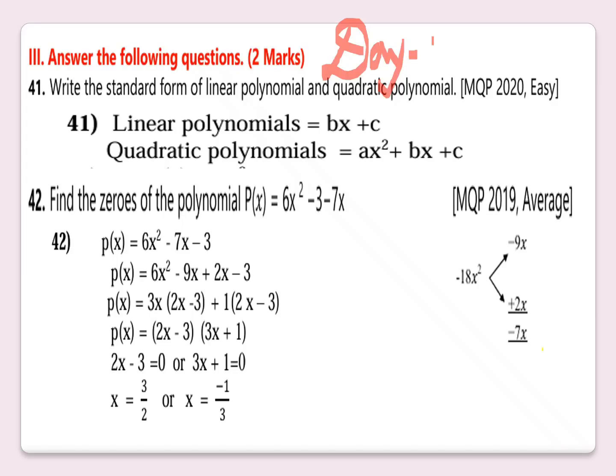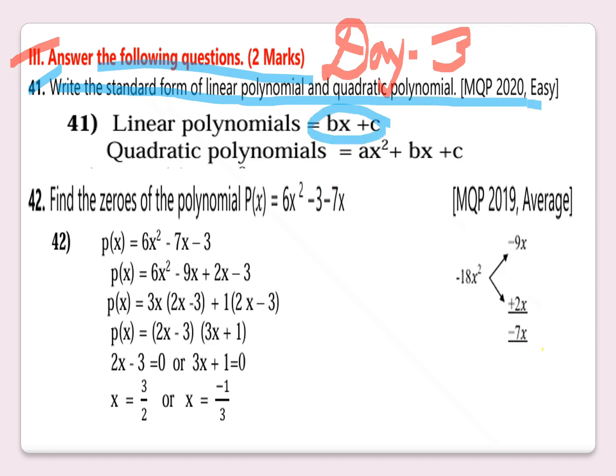In the last video, in the day 2, we studied about 1 mark questions. In this video, let us discuss the 2 marks questions. Question number 41. Write the standard form of linear polynomial and quadratic polynomial. As I said during the playlist, linear polynomial can be written as ax plus b. Quadratic polynomial can be written as ax square plus bx plus c.